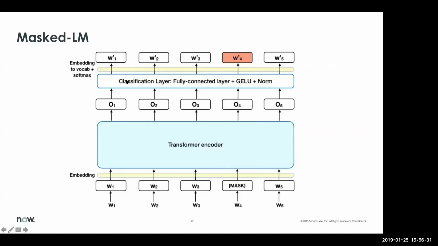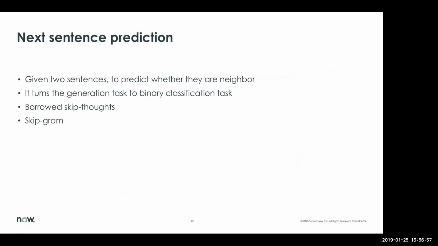Okay, so here we can see that it borrowed the idea of turning the generation task into a classification task. The number of categories in this classification task will be the size of the vocabulary. So it's a classification over the whole vocabulary.